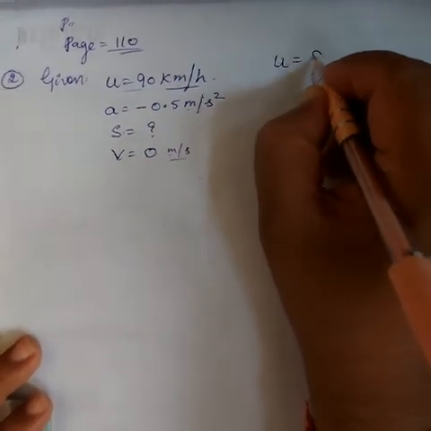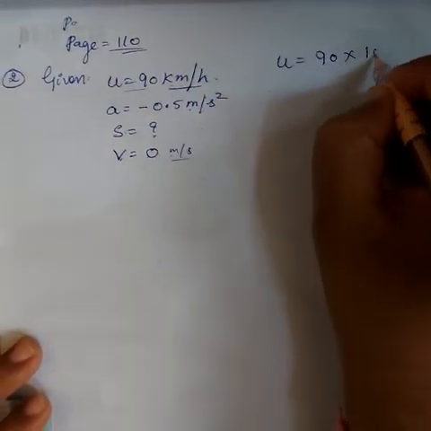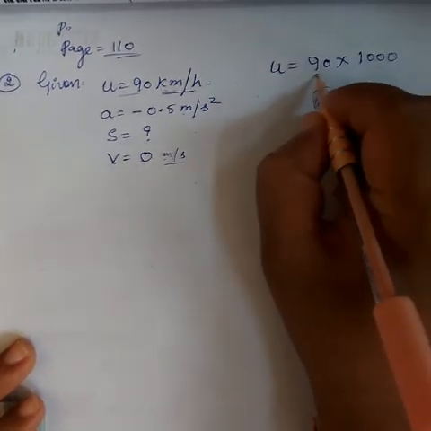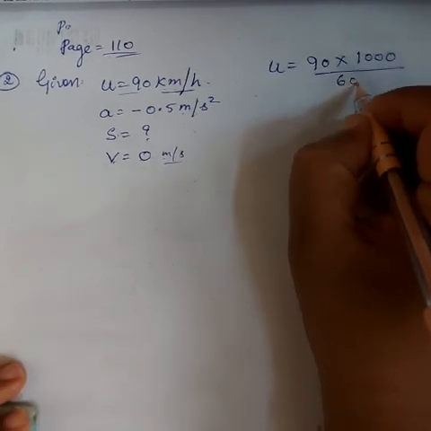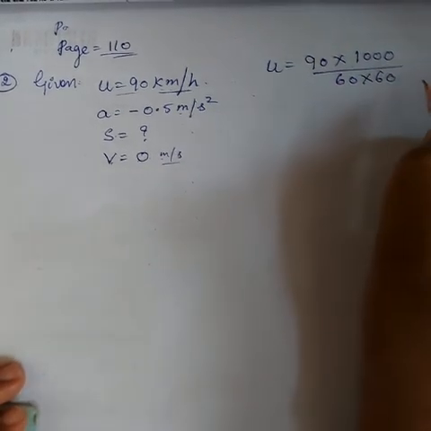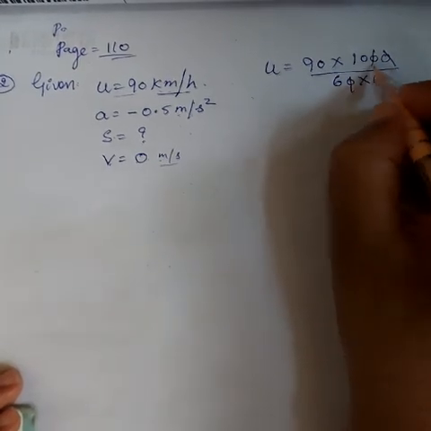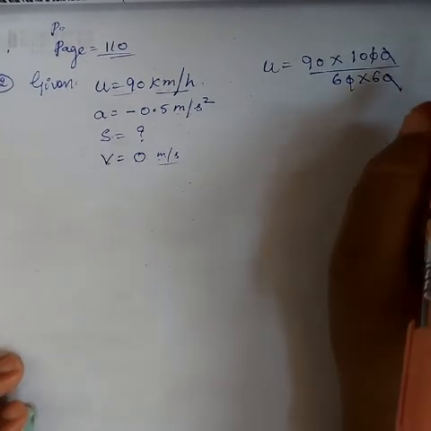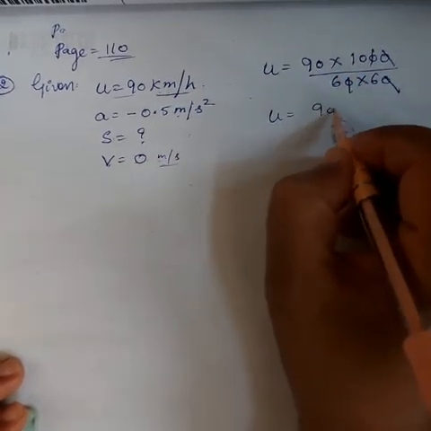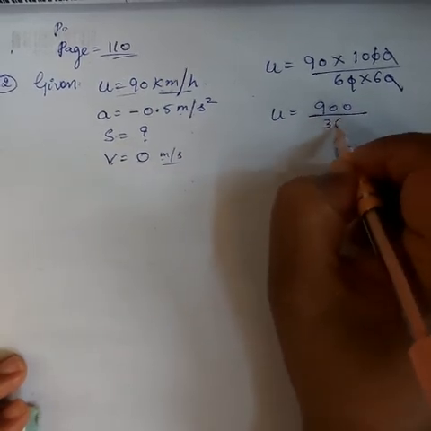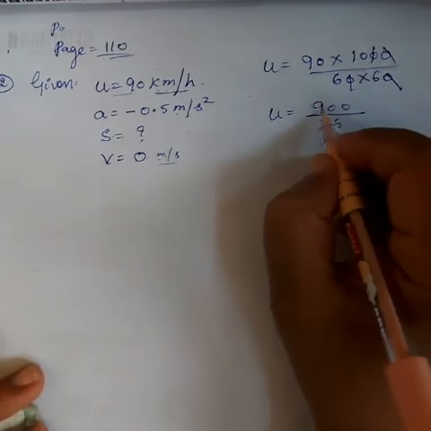How do we convert it? That's 90 into, kilo means how much? 1 kilometer means 1000 meter, upon 1 hour means how many seconds? That is 60 into 60. Okay, we cancel these zeros, 0 0 cancel, 0 0 cancel. What is the answer? u is equal to 90 into 10, how much? 900 divided by 36. Again it can be divided by 2 also.